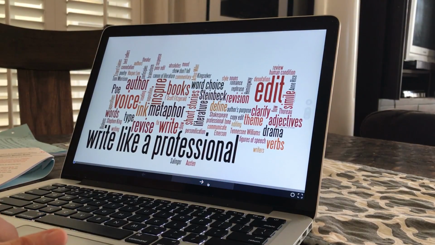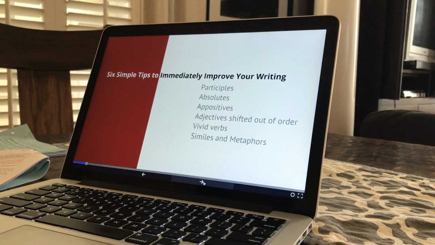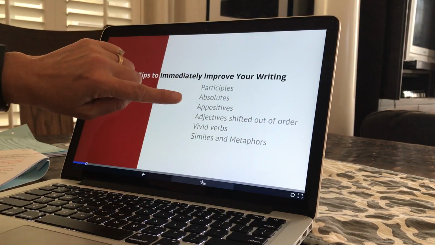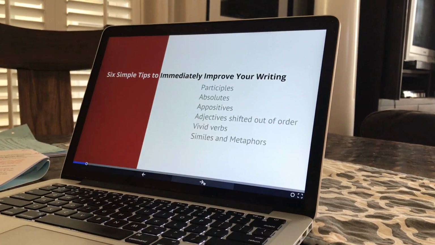Let's see. All right, this is Write Like a Professional. We're going to quickly go over about how to write things. What you guys have been doing is you work so hard the first of the school year, writing tons of papers. You've already written your narrative, your first draft of your narrative, or if you haven't, you're going to do that. And the kids brought in their narratives to class. What you're going to do now is you're going to go back into your narrative and you're going to start adding things like participles, absolutes, appositives, adjectives that are shifted out of order, vivid verbs, and similes.